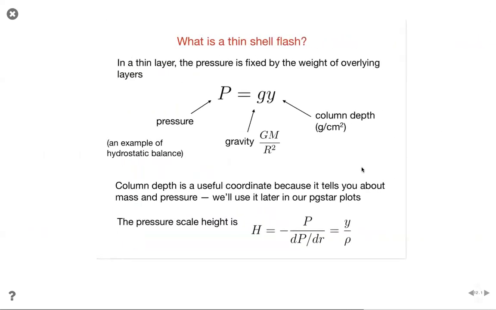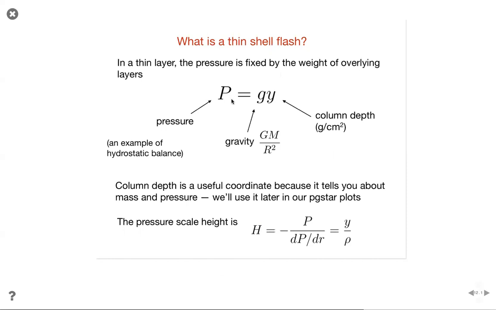So the next slide just explains the physics. What is called the thin shell flash. Why, in the case of both nova explosions and X-ray bursts, does this accreted material experience thermonuclear runaway, a thermonuclear explosion? This is because this is a thin shell. So in this case, as the slide explains, in a thin shell, the pressure at the bottom of the shell is actually fixed. So it's determined by the weight of the overlying layers, right?